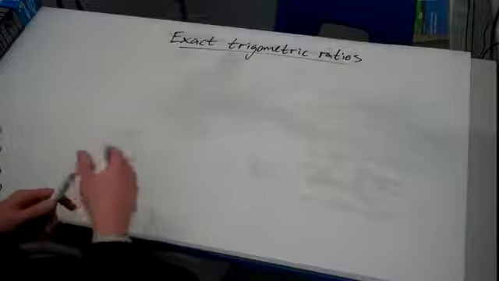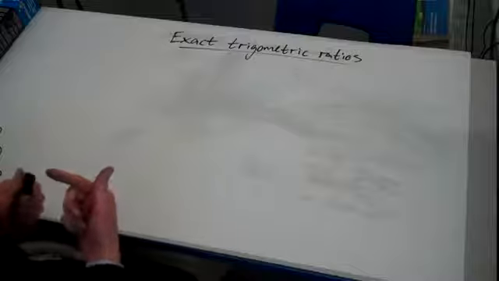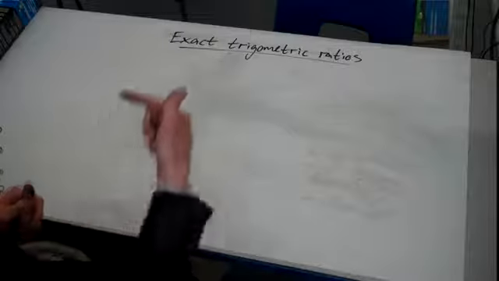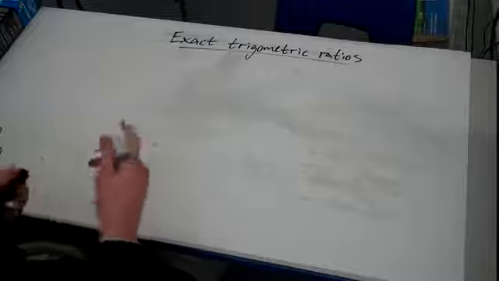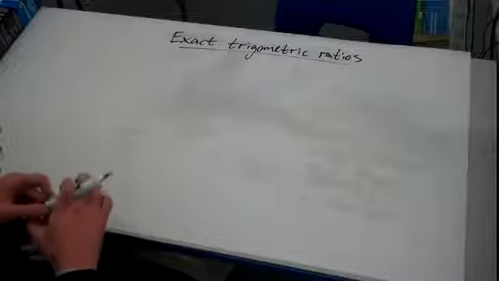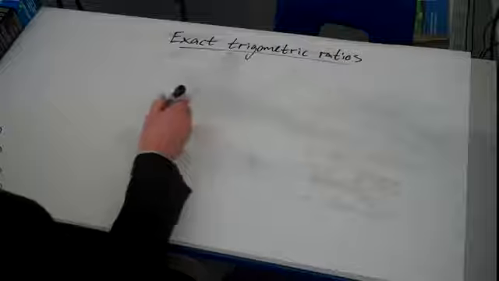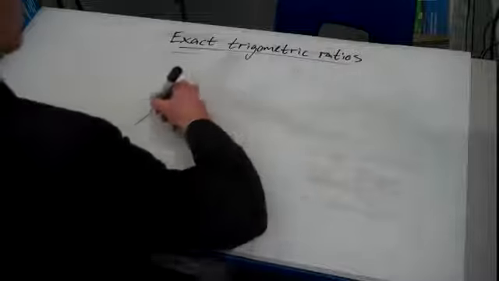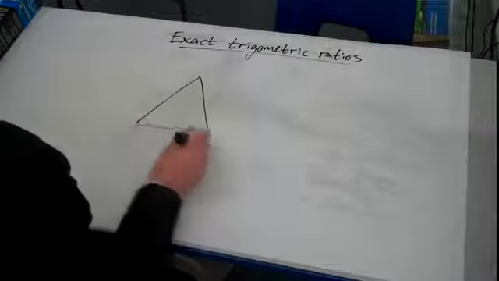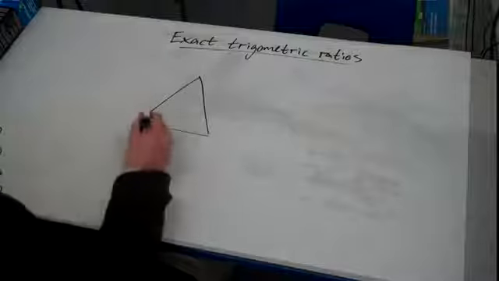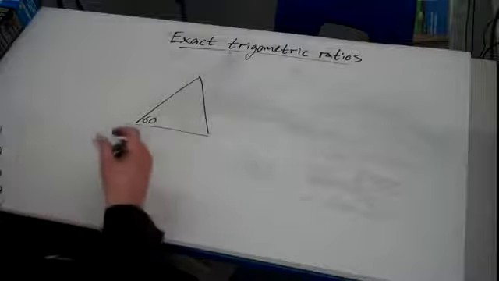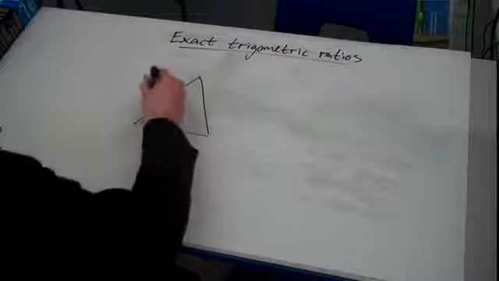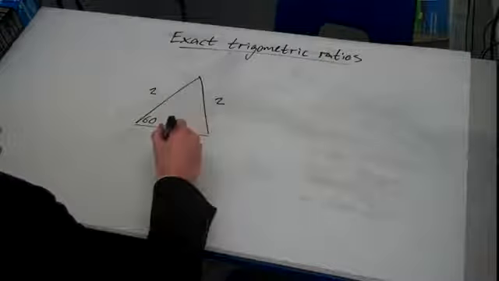Okay, there's the word exact. Exact should conjure up things like square roots or leaving pi in your calculation, and it's going to be square roots that are important here. So the first one we're going to deal with is an equilateral triangle. We know that an equilateral triangle has angles of 60 degrees in all of the angles. Let's have an equilateral triangle with side lengths 2.